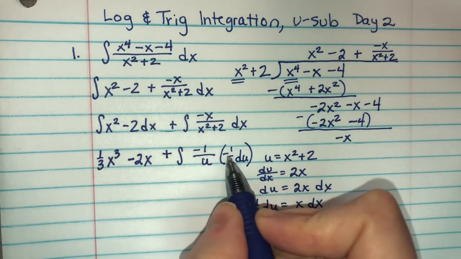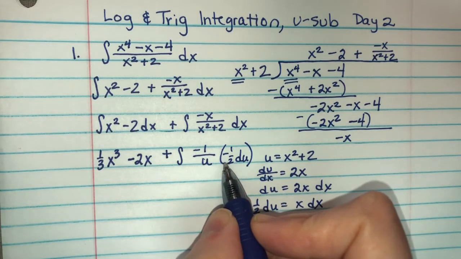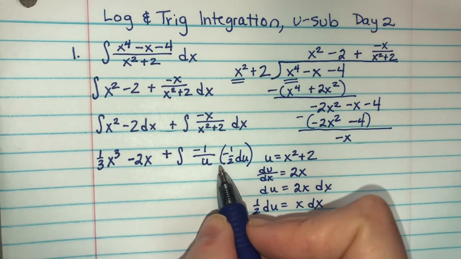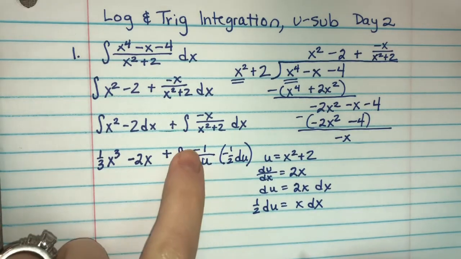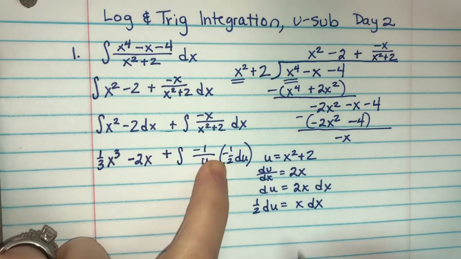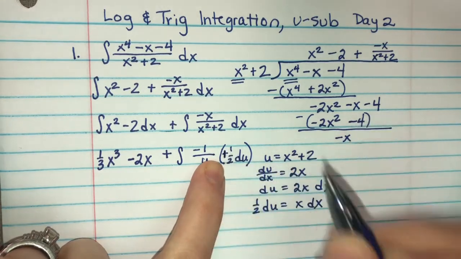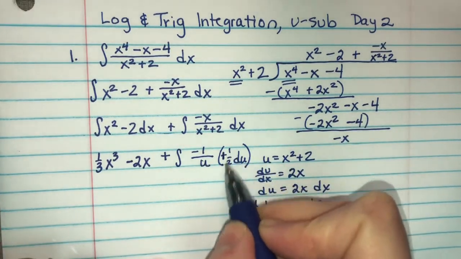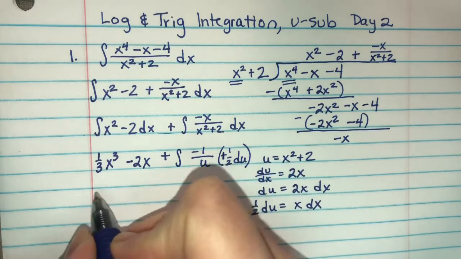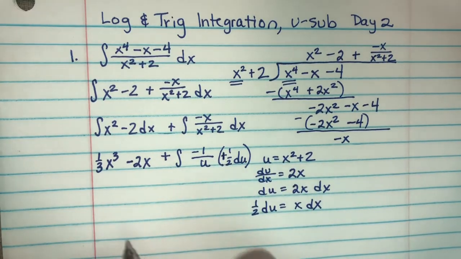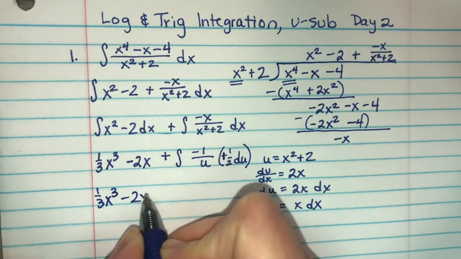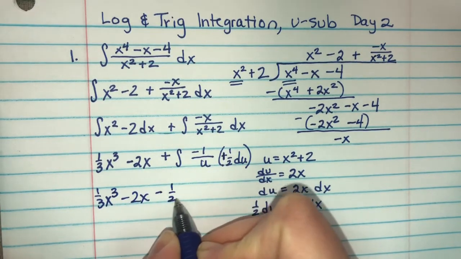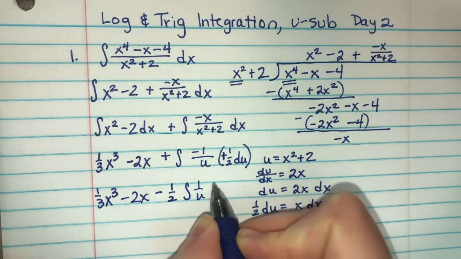Now this negative times this negative will make a positive, and I can pull that out. Oh, wait a second. I've got the -1 here, and this is a positive 1/2. I apologize. So we are just going to pull the 1/2 out in front, and we can pull the negative out in front. So we're going to go 1/3 x cubed minus 2x minus 1/2 times the integral of 1 over u du.